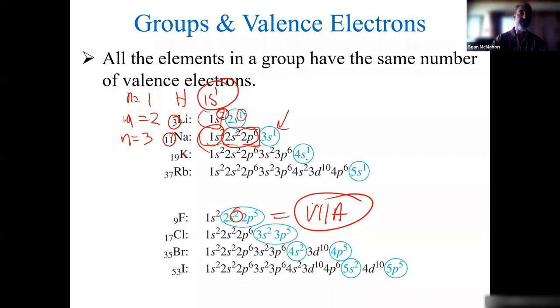So iodine, with the orbital diagrams, I had you include the D, but for valence electrons, orbital diagrams include the D block, but really we're looking at just the 5th energy level, and there's 7. That's why iodine's in group 7A, the halogens. Because there's a 5s2 and a 5p5. 2 plus 5 is 7.